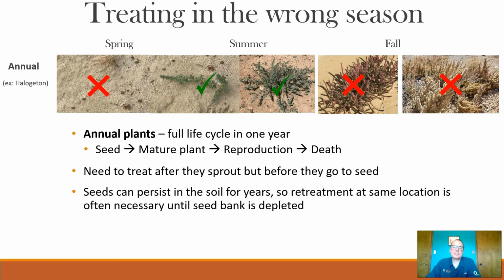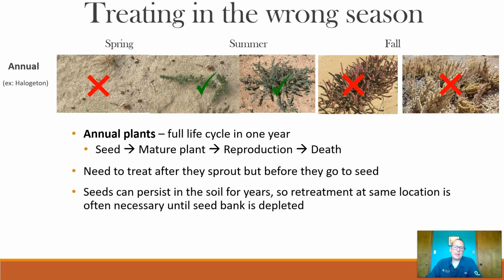So in the spring and summer is great, but in the fall, once it starts producing flowers, it's too late. It's already spreading, it's putting its energy into the seed. Spraying it at that point is not going to manage it. So you need to look at the life cycle of the plants.